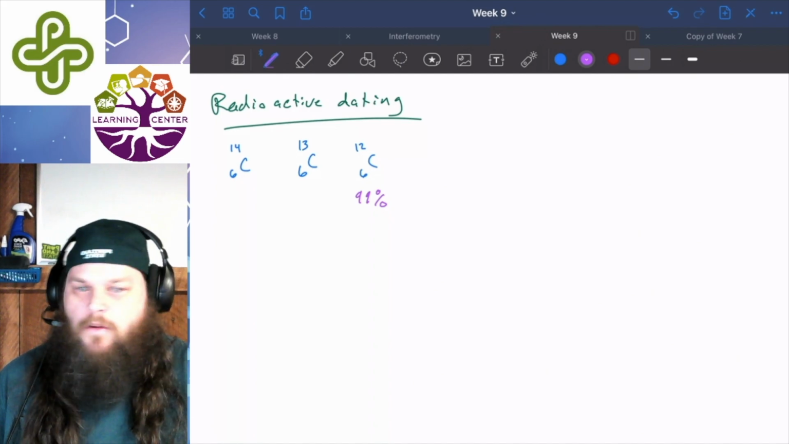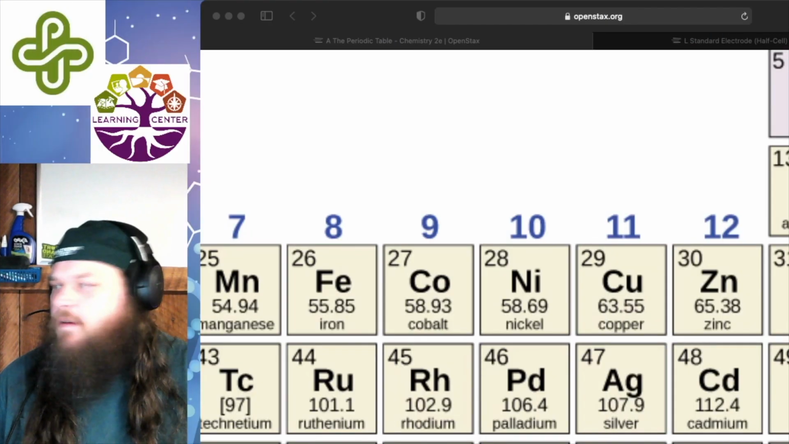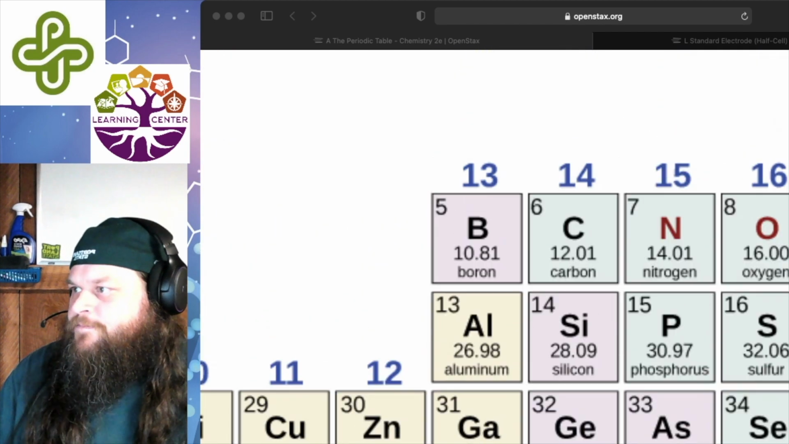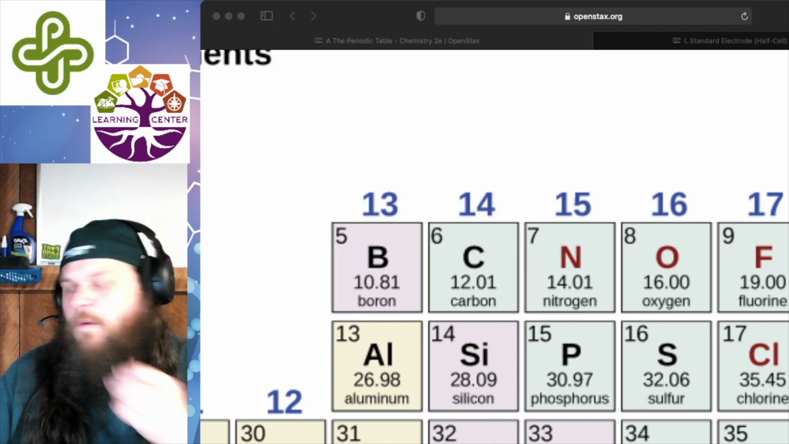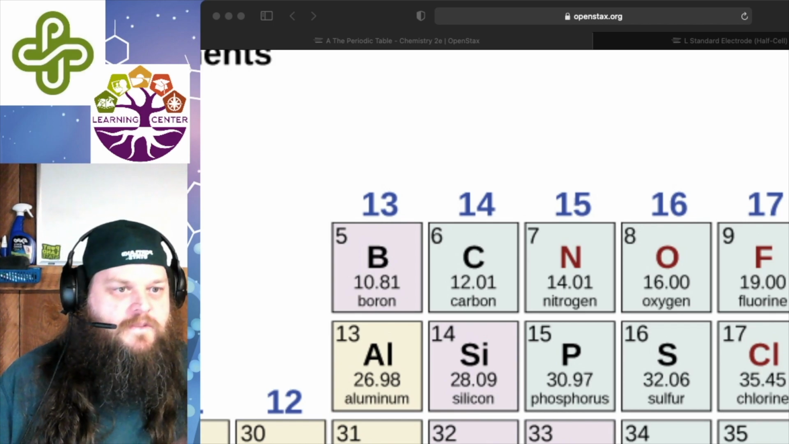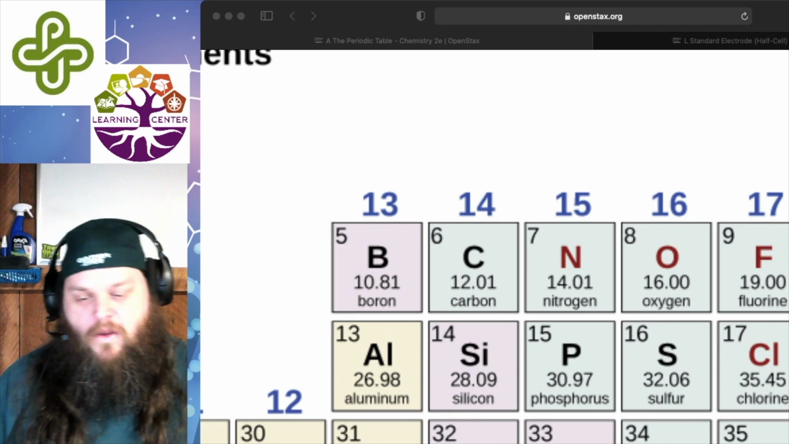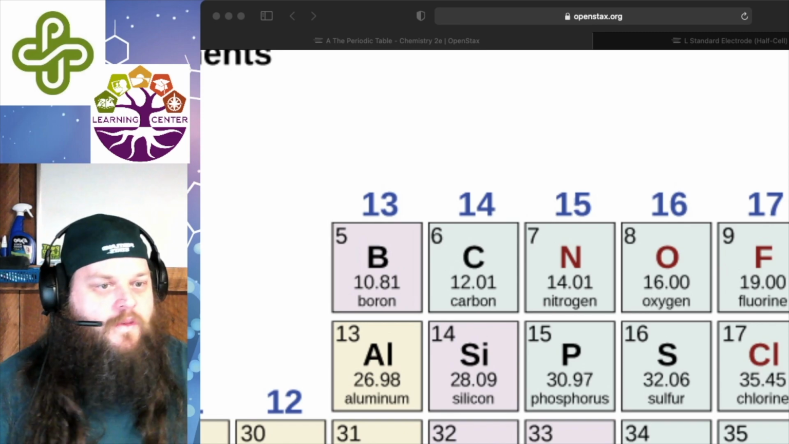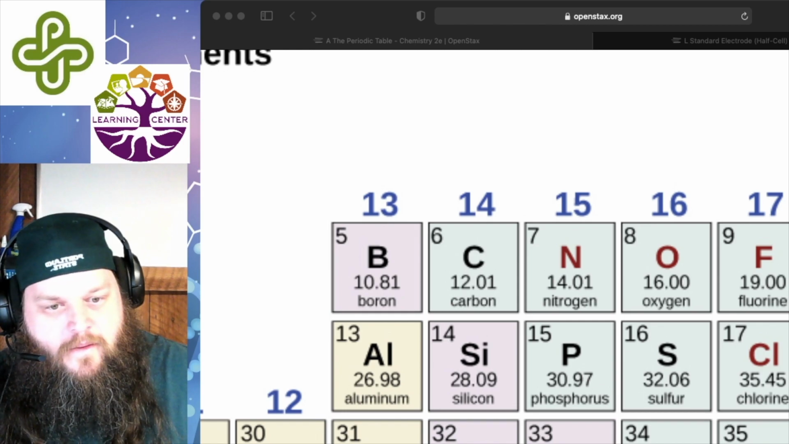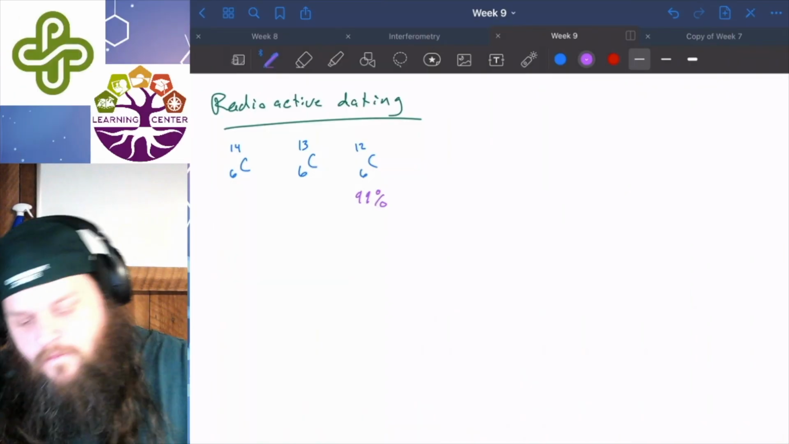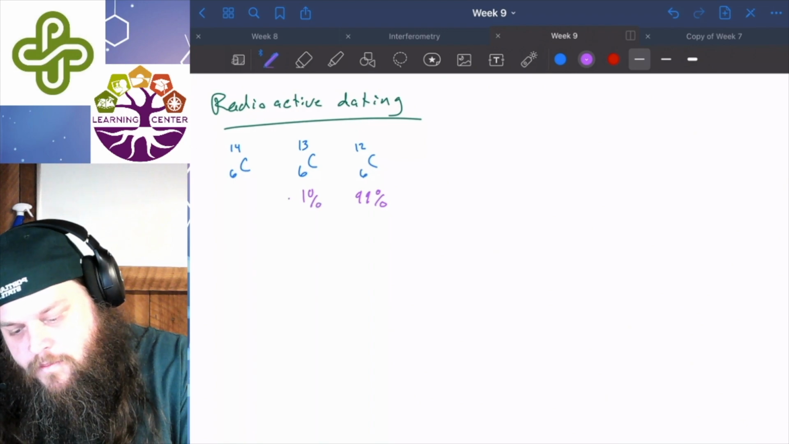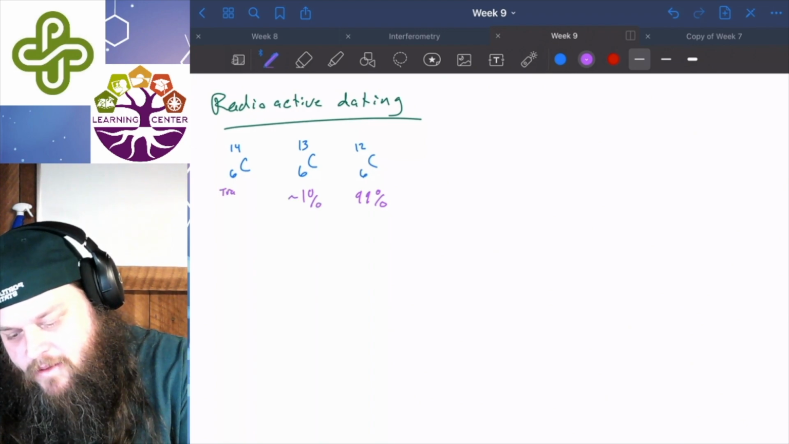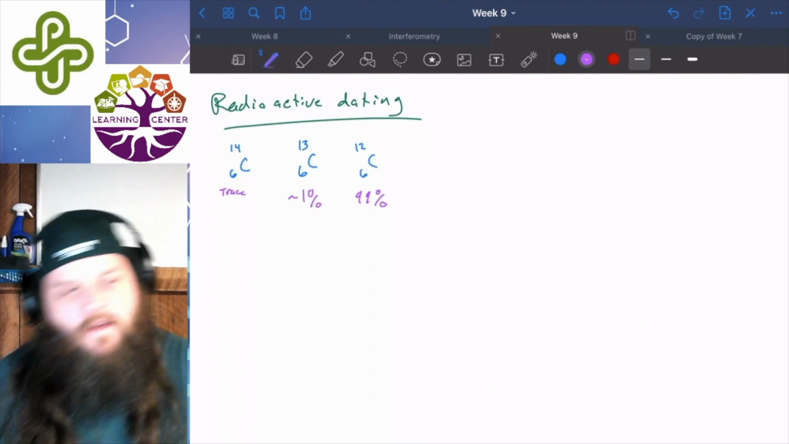Let me jump over to here. There's carbon, 12.01. So the fact that it's so close to 12 means that a large percentage of that is going to be carbon-12, with about 1% being carbon-13 and a very, very trace amount being carbon-14.